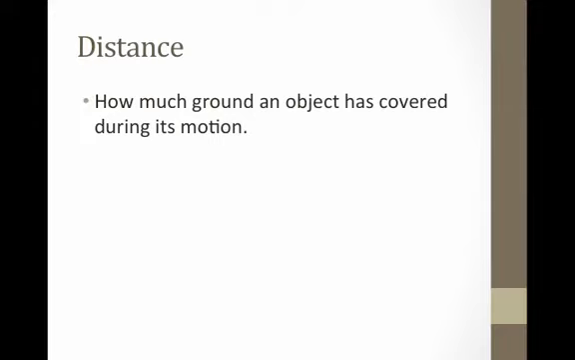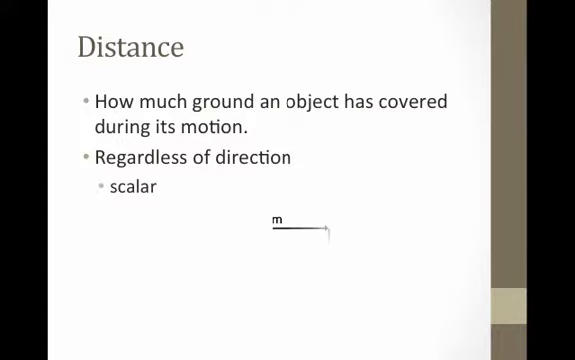Distance. Distance is how much ground an object has covered during its motion. It does not consider direction. Direction has nothing to do with distance. It is a scalar quantity. An example: if I wanted to know how far I traveled, and this was my path, I would add 4 meters plus 2 meters plus 4 meters plus 2 meters. That would be how far I traveled, which would be 12 meters. That would be my distance.